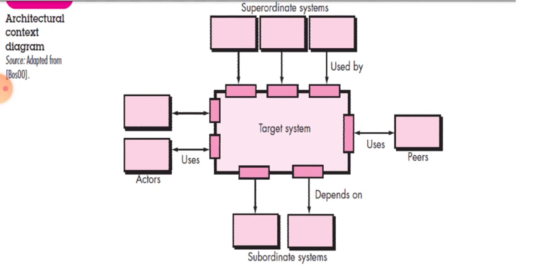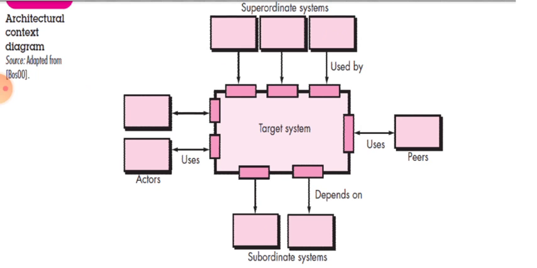So these superordinate systems are systems which are at a higher level, which will use the services of the target system. Then at the bottom you have got the subordinate system. This subordinate system gives support to the target system. So that means your target system depends upon the subordinate system.